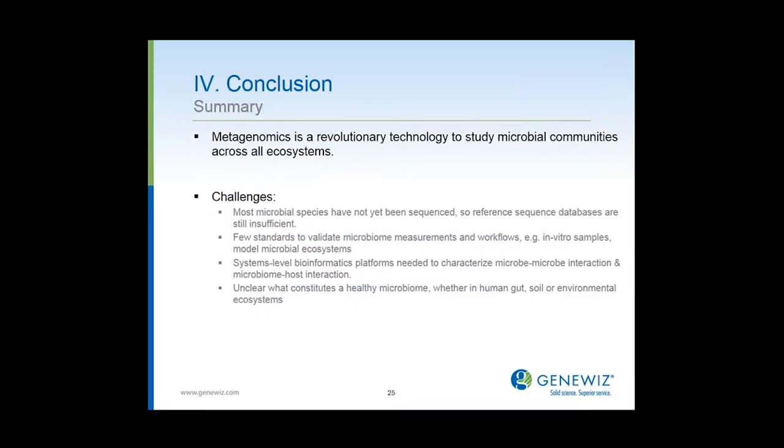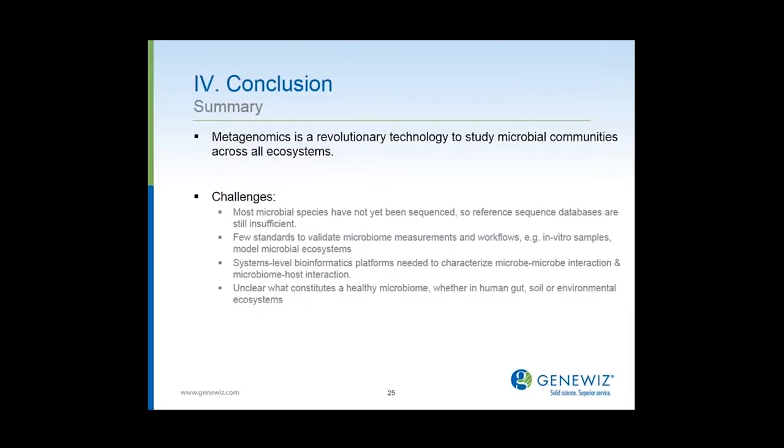So in summary, you can see that metagenomics is a revolutionary and exciting technology which can study microbial communities as they exist in many ecosystems. The challenges are numerous because metagenomics is a very new field, and there are still not many standards. For example, most microbial species have not yet been sequenced, so reference sequence databases are still insufficient.